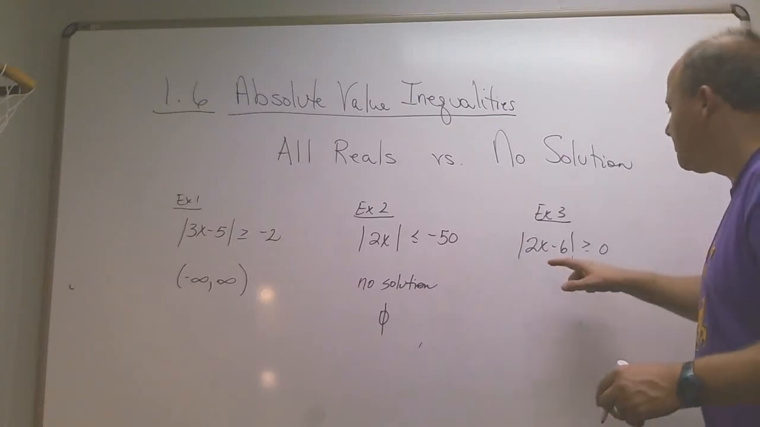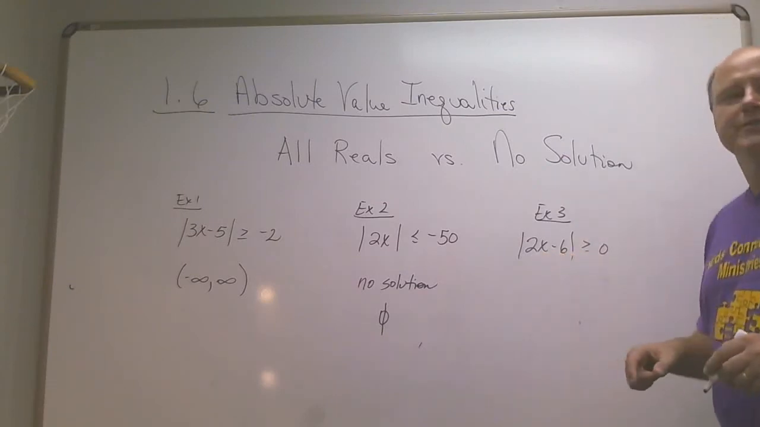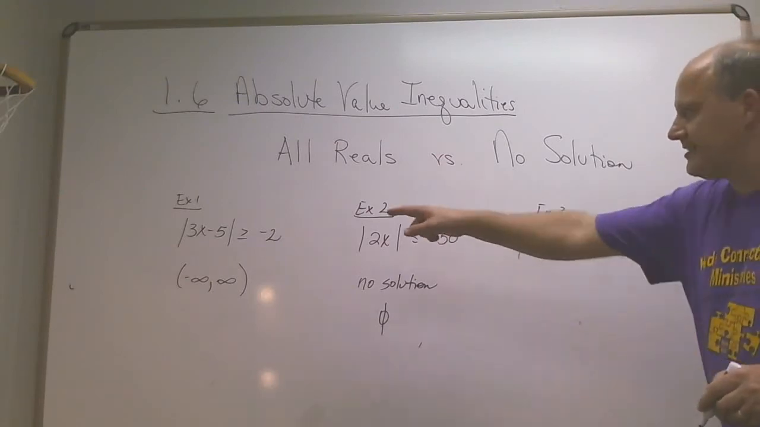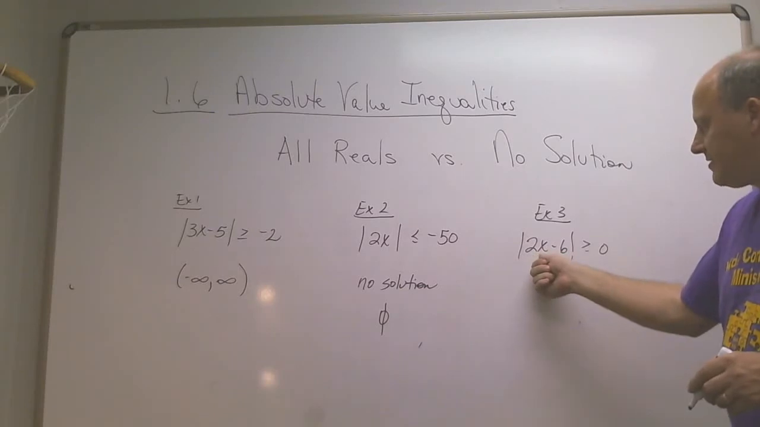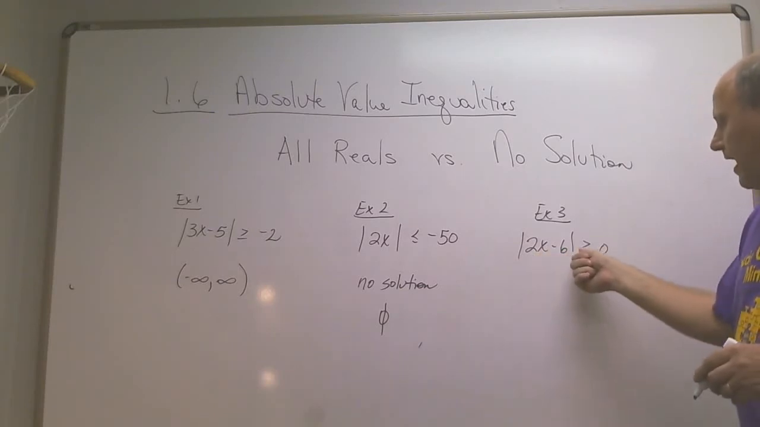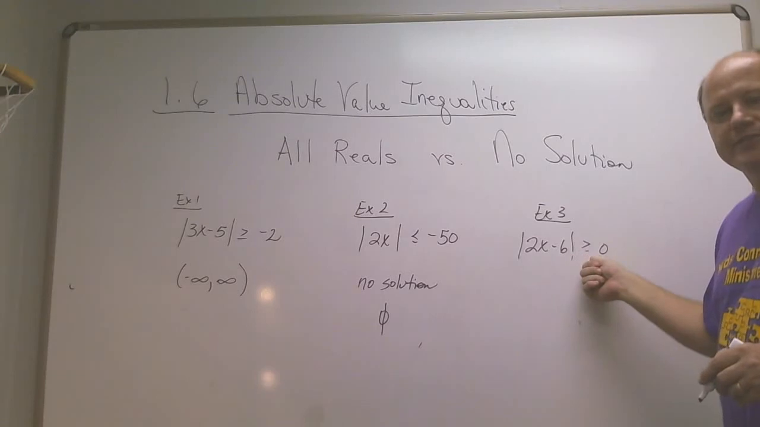Okay. Now this one, the absolute value of 2x minus 6 is greater than or equal to 0. Now again, this is kind of like example 1. If you put in, let's say 5, 2 times 5 is 10, minus 6 is 4. 4, absolute value of that is 4. Is that greater than or equal to 0? Yes.